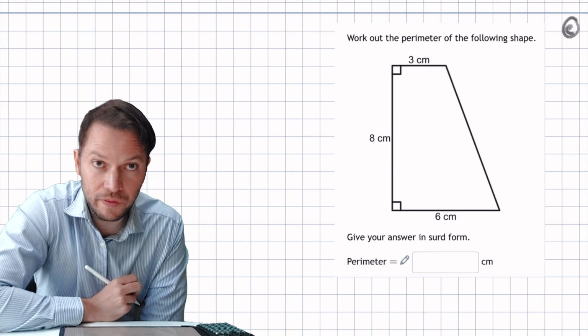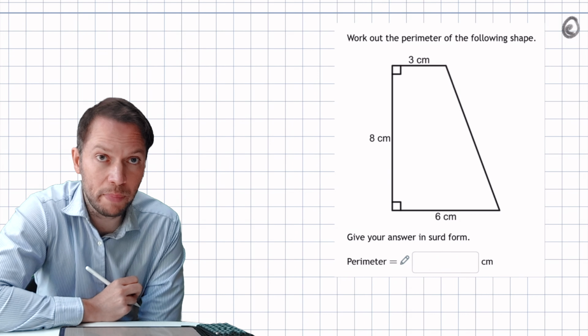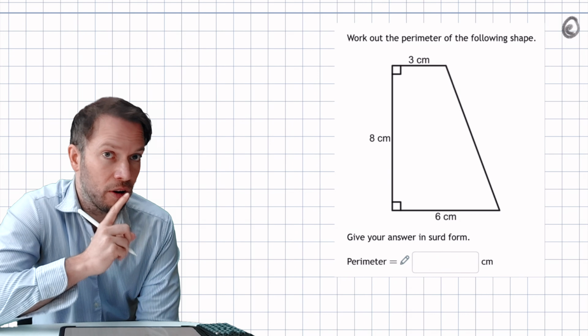Hi, in this video we're going to find the perimeter of a trapezium but giving our answer in exact surd form. Remember, a surd is just a square root of a number. Okay, so we want the perimeter, we need to add all these lengths together. We've already got this length, and this length, so we just need to work out this one here.